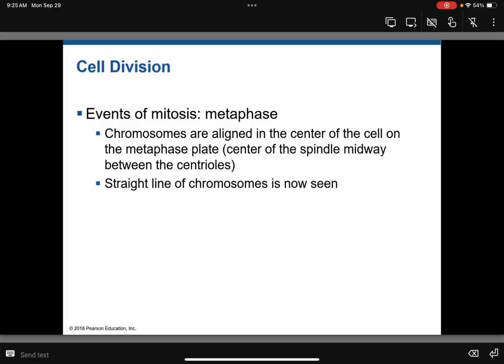Next comes metaphase. Chromosomes are aligned in the center of the cell on the metaphase plate. Again, by the spindle fibers attaching to it and moving them so that they're lined up in the middle. And so it appears like it is a straight line of chromosomes found in the very center of the cell.